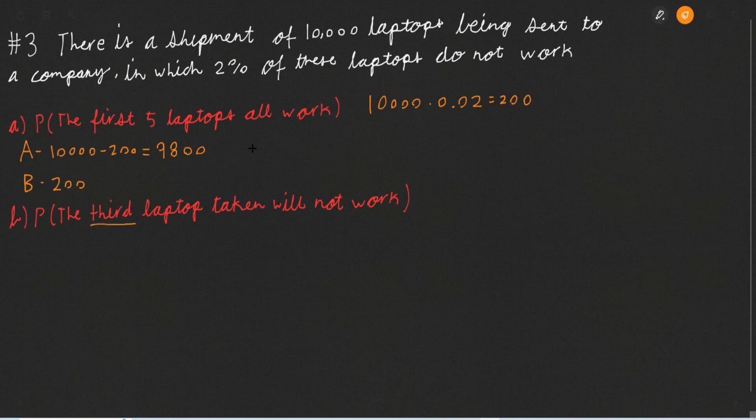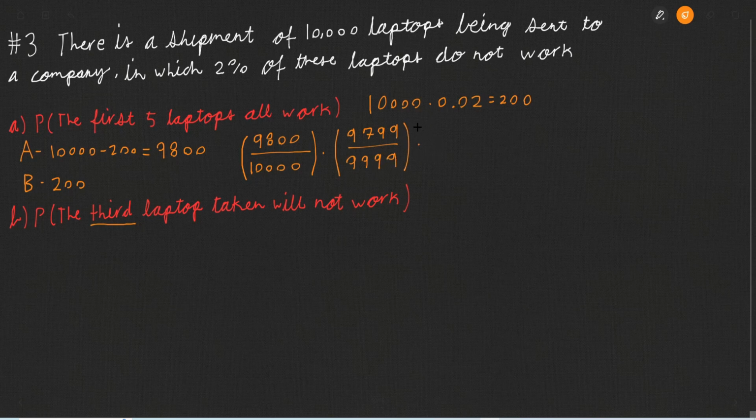Now to set up this question, we need to find the probability of our first laptop working, because we want our first 5 laptops to all work. So we know that we have 9,800 working laptops, and we're going to divide that by our 10,000 total laptops. And now we need to multiply this by, since we have one less laptop that works and one less laptop overall, we need to take one from both. So we'll have 9,799 over 9,999.